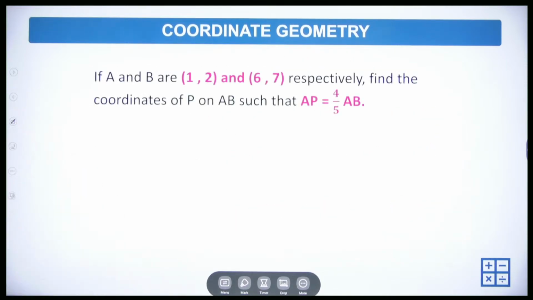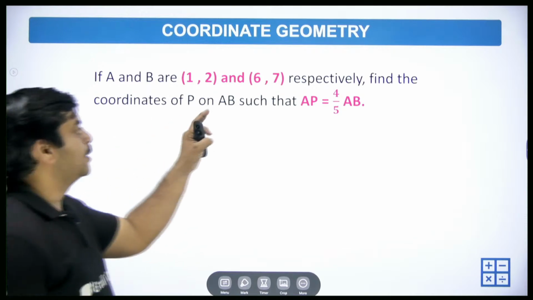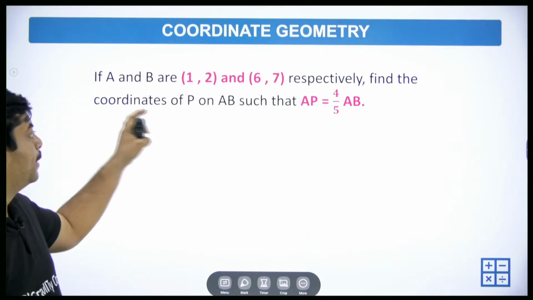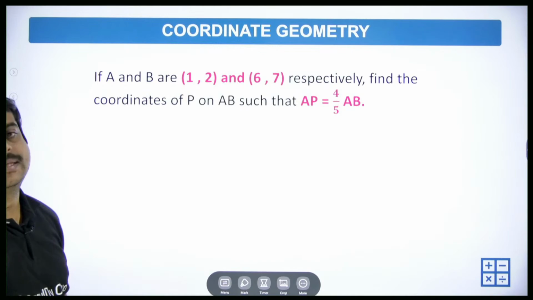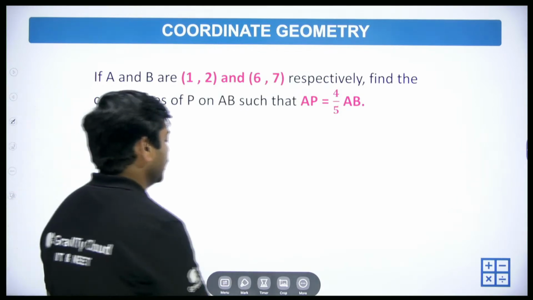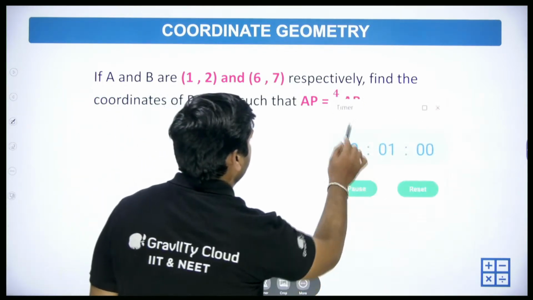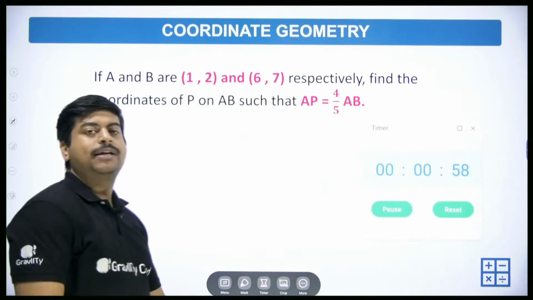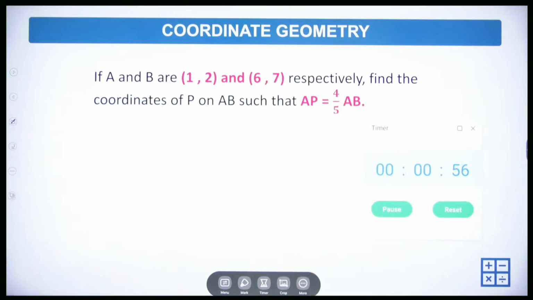If A and B are 1, 2 and 6, 7 respectively, find the coordinates of P on AB such that AP is equal to 4 by 5 times of AB. Right. So please try to do it fast. AP is equal to 4 by 5 times of AB. 1 minute. Please try to solve that as fast as possible. If you need more time, I can give you more time for this question.